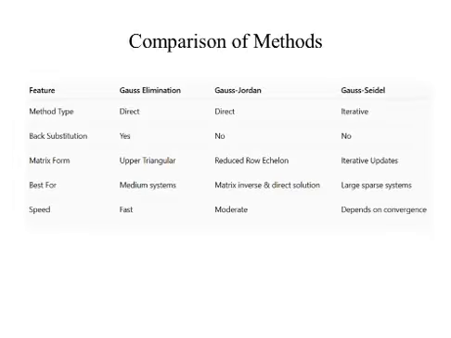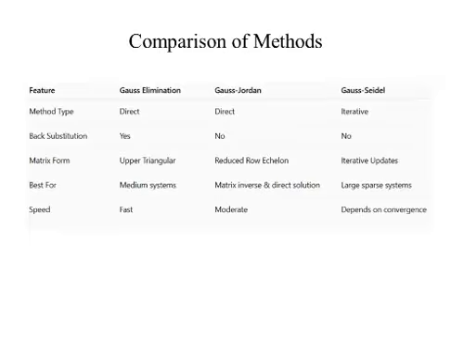Comparison of three methods. Gauss elimination and Gauss-Jordan are direct methods, whereas Gauss-Seidel method is an iterative method. Gauss elimination possesses back substitution, whereas Gauss-Jordan and Gauss-Seidel do not possess back substitution. Gauss elimination possesses upper triangular matrix form. Gauss-Jordan possesses reduced row echelon form, whereas Gauss-Seidel possesses iterative updates.